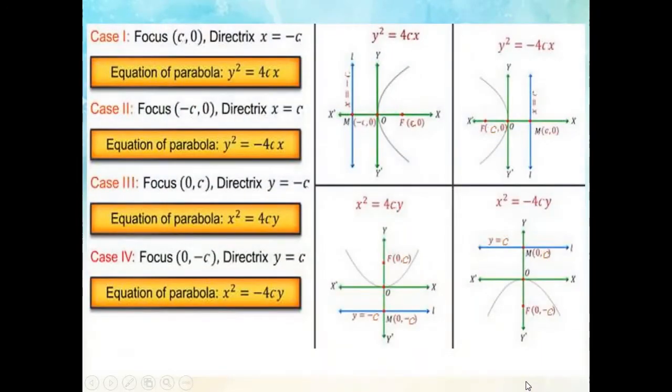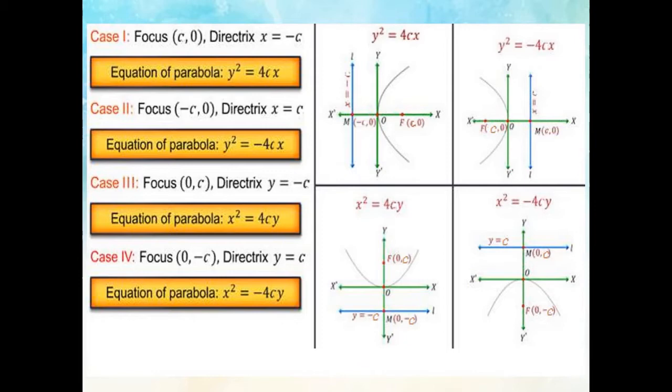Case 1. Focus c, 0, directrix x is equal to -c. For case 1, the equation of the parabola is y squared is equal to 4cx. The directrix is x is equal to negative c. The focus is c, 0. And the vertex is at 0, 0, or the origin.